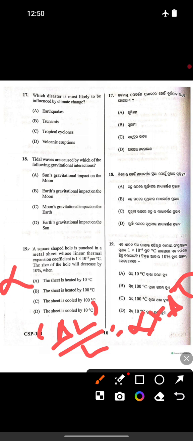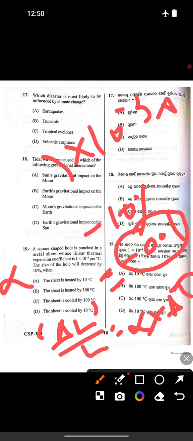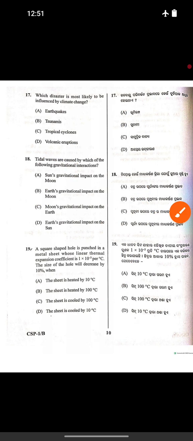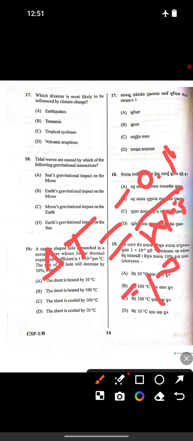del L by L is equal to, since it is a 10% decrease, minus 10% means minus 0.1. Del L by L is equal to minus 0.1. Alpha here is 1 into 10 to the power minus 3. So here we can find del T. Del T is equal to minus 0.1 divided by 1 into 10 to the power minus 3. From this we can get minus 100 degrees Celsius. So the sheet is cooled by 100 degrees Celsius.